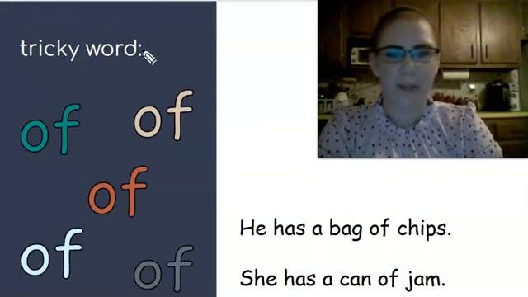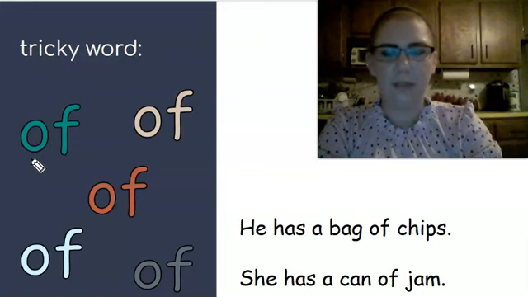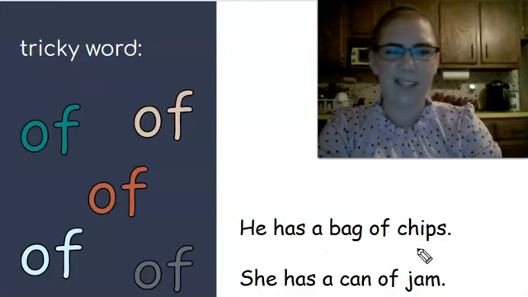Do you remember this word? He has a bag of chips. Does that sound right to you? Doesn't sound right to me. He has a bag of chips. For this word, the F says V. It makes the sound a V normally makes.